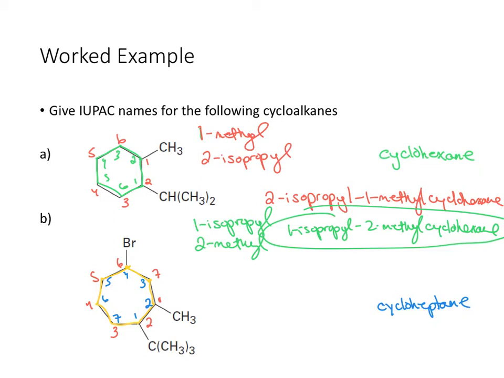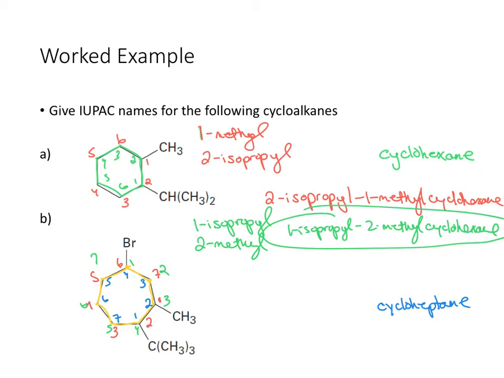I could also try numbering like 1, 2, 3, 4, 5, 6, 7. If I number the way I've numbered in green, then I get substituents at 1, 3, and 4, which is also not as good as 1, 2, and 4. So you might have to play with this a little bit and try different numbering schemes.